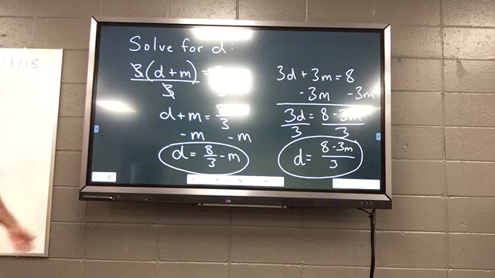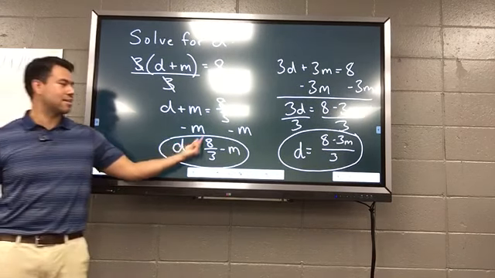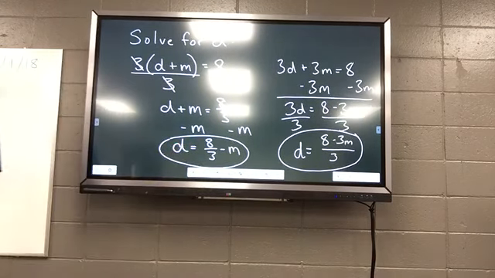I got like 2 point, oh, 6 repeating minus m. Yeah, I wouldn't. Just leave it improper. It makes it easier for you and I think more understandable. Well, more usable later on.